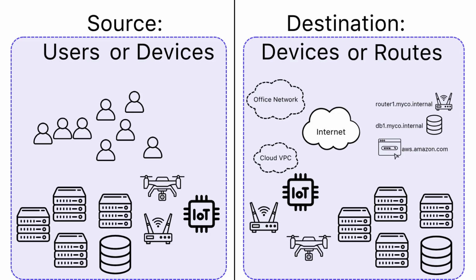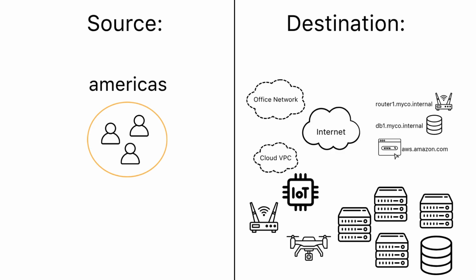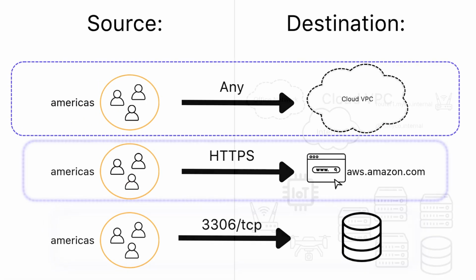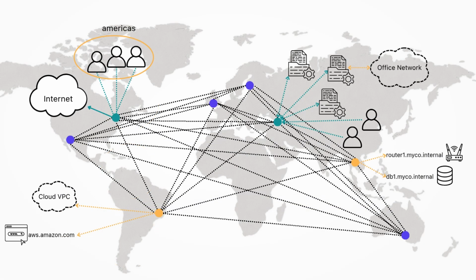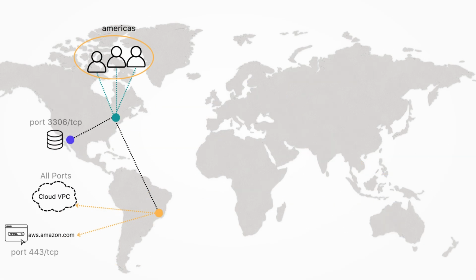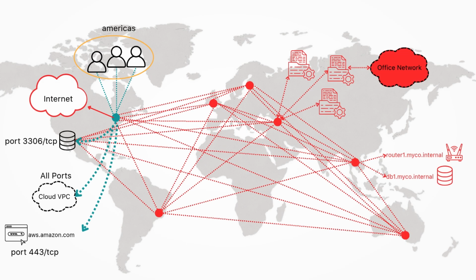Let's define some policies using our example network. Here, we have a group of users defined as Americas. We've created 3 access policies, granting them access to a cloud VPC, AWS, and a database, with different traffic allowed on each. In our network graph, we can see that their access has become limited to the defined resources. The rest of the network is invisible to them, and remains inaccessible.